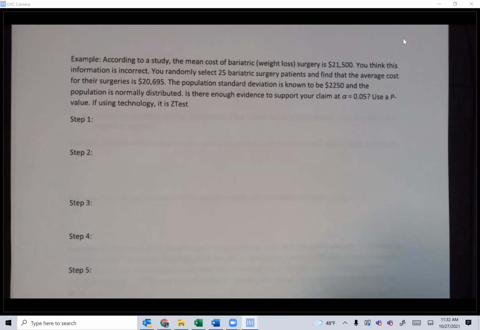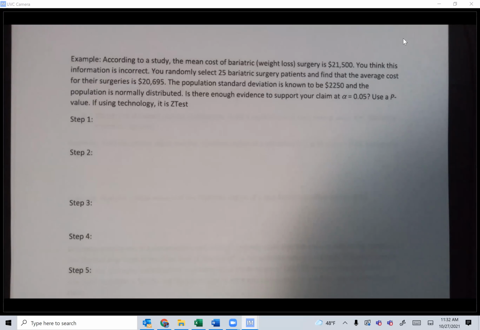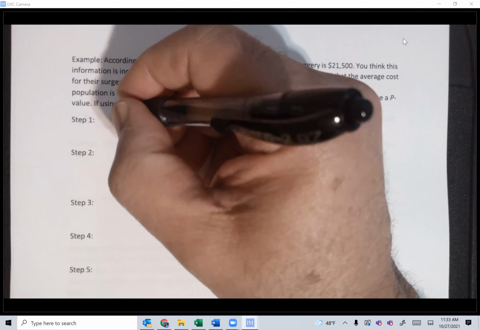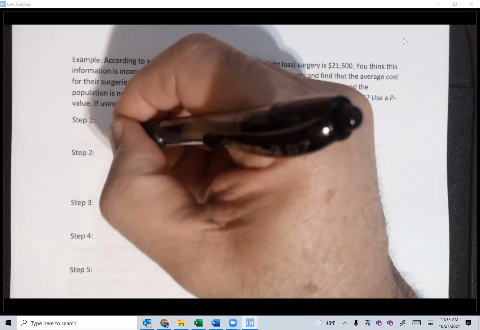The difference between 7.2 and 7.3, guys, is he doesn't give you the standard deviation of the population in 7.3. He gives you S, the sample standard deviation, so you just use a t-test instead of the z-test. According to a study, the mean cost of weight loss surgery is $21,500. You think this information is incorrect. So what would be the null and the alternative hypothesis here? Let's continue reading.